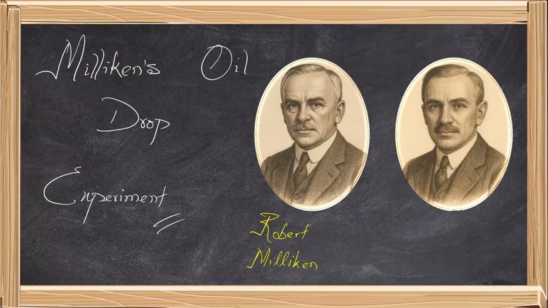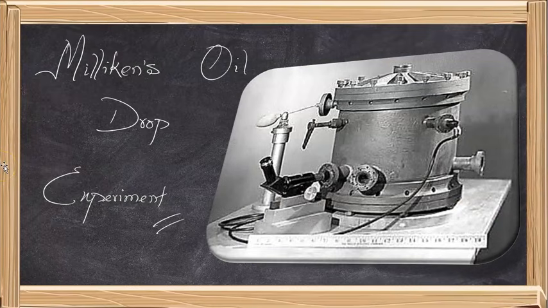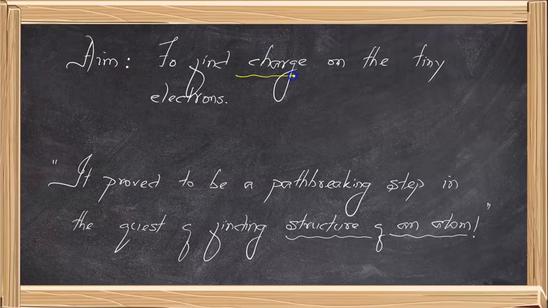and Harvey Fletcher. They used an oil chamber, which you can see in this pic, to conduct the experiment, and the main purpose of this experiment was to find the charge on electrons. Basically, they wanted to find the value of e, and this experiment proved to be a path-breaking step which helped us in finding the structure of an atom. Let's talk about this experiment and find out what he did and how he did it.